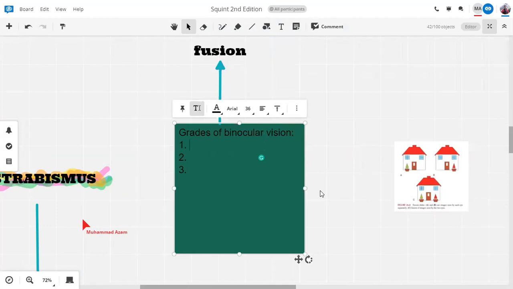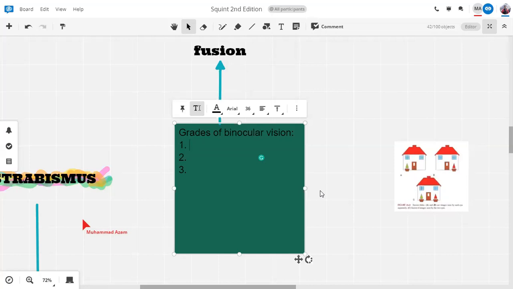So basically, when we talk about binocular vision, we talk about three grades which encompass binocular vision itself. Ocular means eyes, binocular means both eyes. Vision means to see, so seeing with both eyes. It's simple enough, right? So there are three grades of binocular vision, and first grade पहले होता है, फिर second होता है, फिर third grade होता है. So these are different grades.